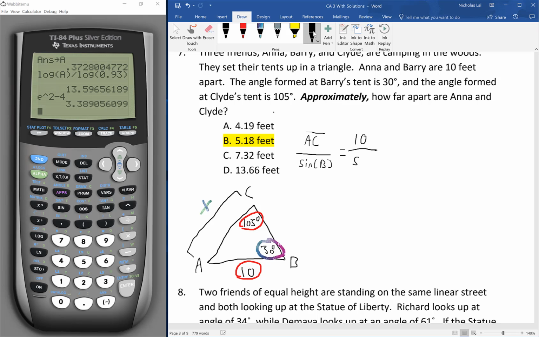10 over the sine of 105. So this length, we can call this X or side B. And 10 could be called side C, whatever you put it. But we need to solve for X or side B. And the sine of B here, that's 30 degrees. So X is going to be equal to 10 times the sine of 30 degrees. So I multiply each side by the sine of 30 degrees.